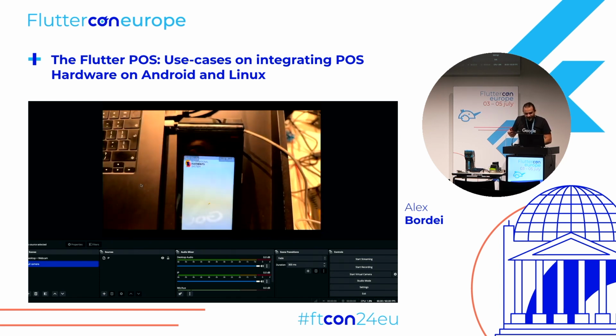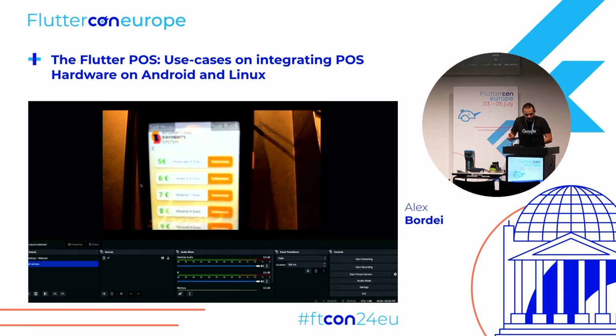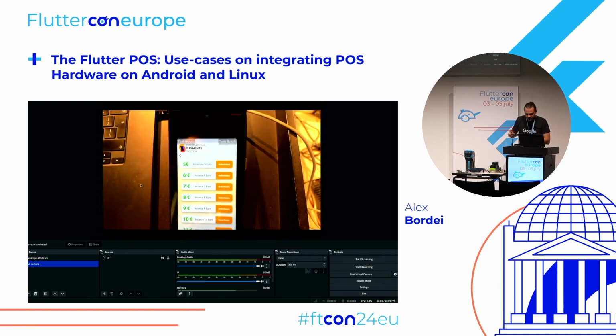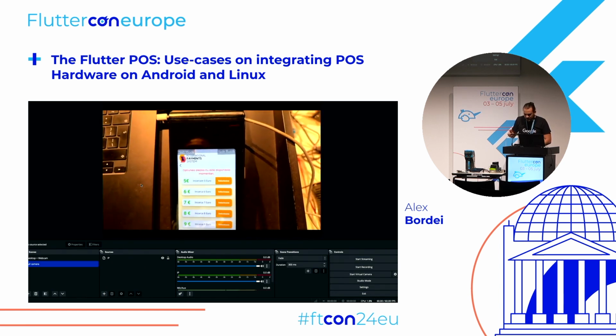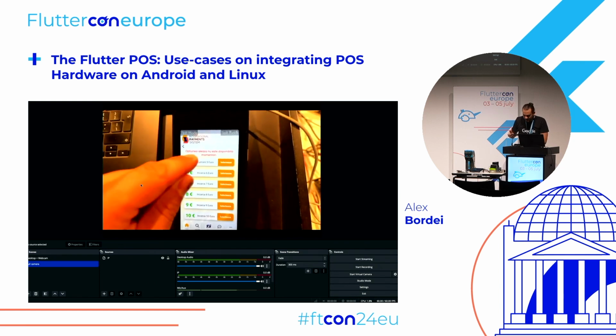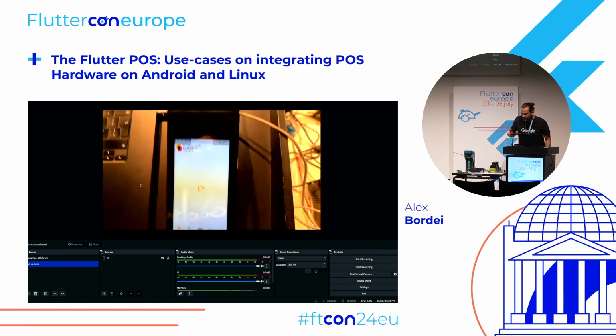Okay? And here are the products that I want to buy. Like I want a recharge of 5 euros. The 9 euros is canceled for demo purposes. So let's take the 5 euros one.